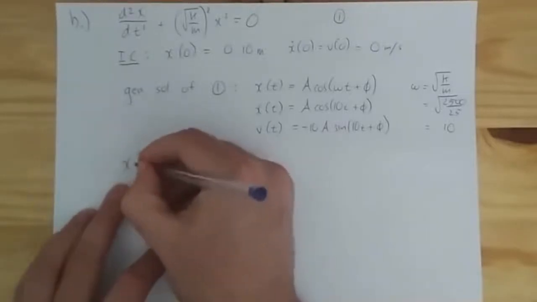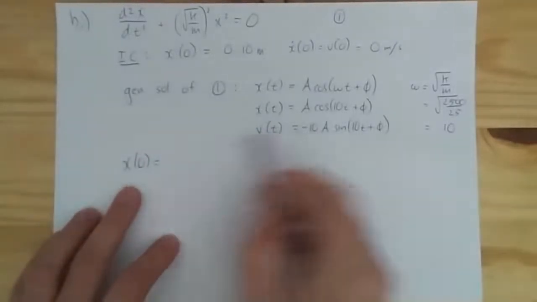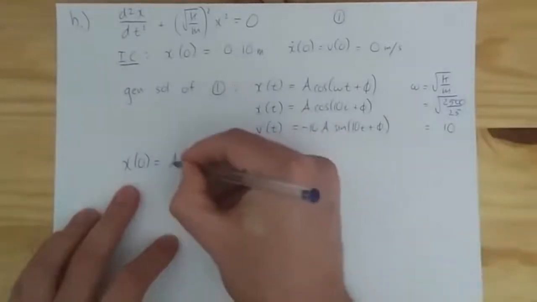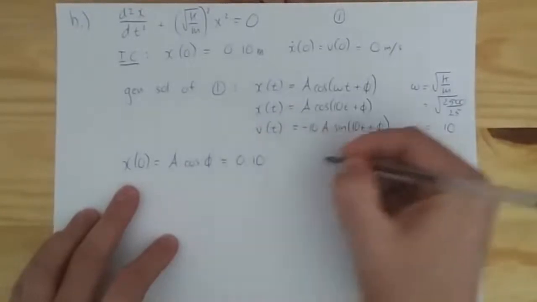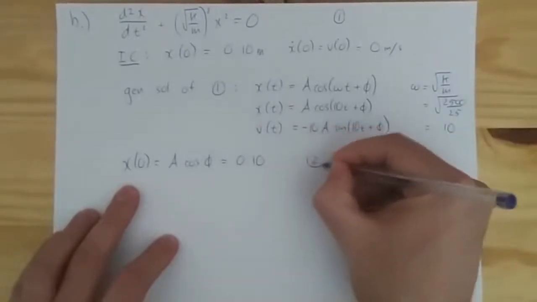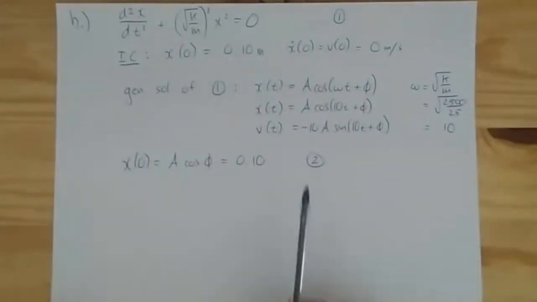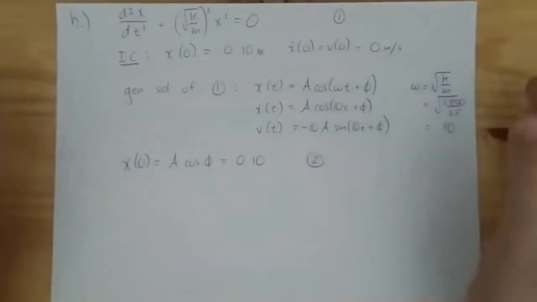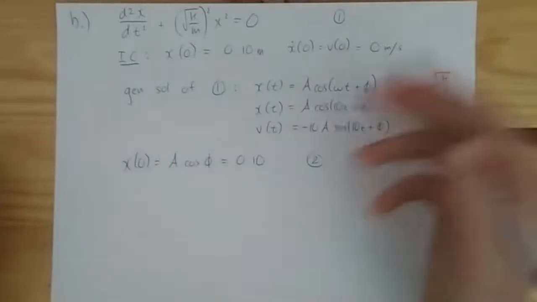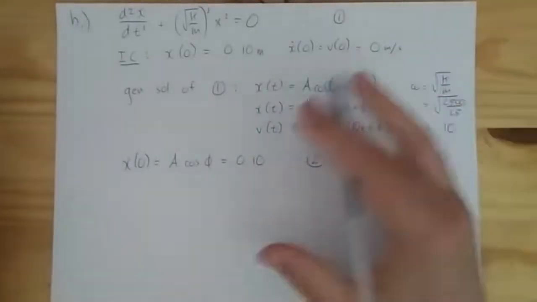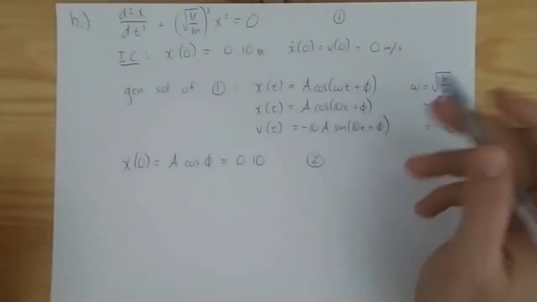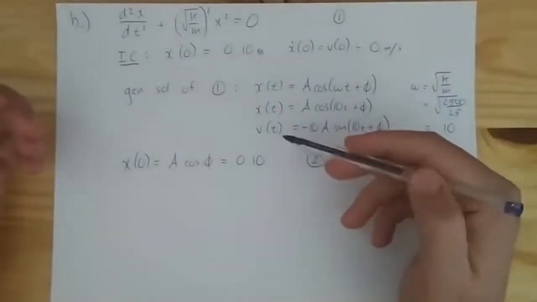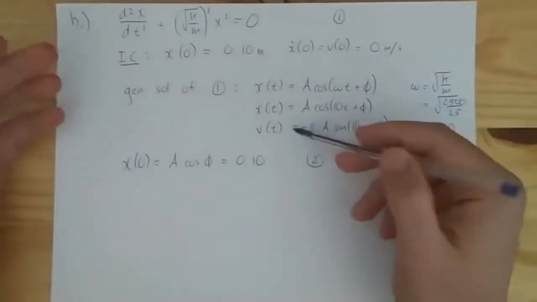First one, x of 0 is equal to what? It's equal to a cos phi, and it should be equal to 0.10. And we'll return to this. Let's call this 2. Now you might intuitively already know that A should be 10 centimeters. If we pull the mass by 10 centimeters and release it and there's no friction, then you might know already that that's going to be 10 centimeters back and forth. Amplitude will be 10 centimeters. But we're going to assume that we don't know that yet. We have a strong suspicion that it is the case, but we're going to work through the mathematics and see if the mathematics suggests it as well.